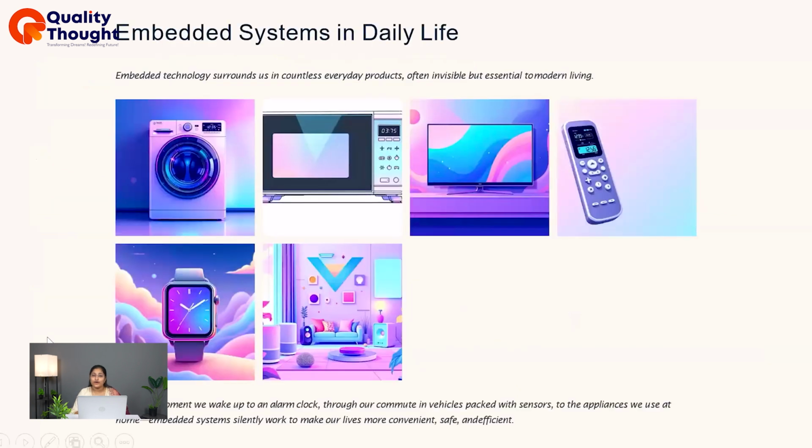I have listed some examples like AC remote, TV, microwave oven, washing machine, smartwatch. These are all things you are surrounded by, but people do not even notice that this is an embedded system. Remember that a laptop is not an embedded system. Within a laptop, the separate keyboard is an embedded system, and the mouse is an embedded system. But the laptop itself does not come under embedded systems, whereas washing machine, microwave oven, TV, AC remote and smartwatch all do.